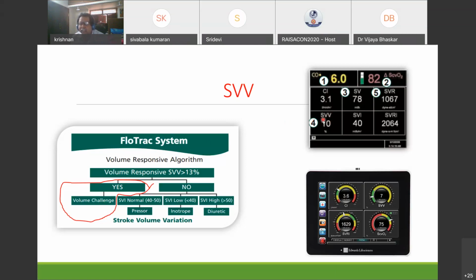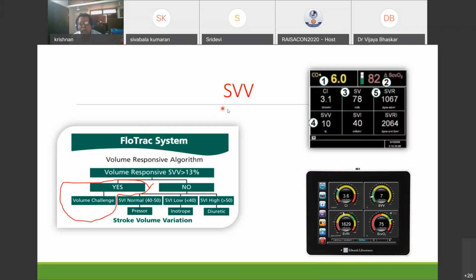Suppose the stroke volume variation is only 10 and the cardiac output is low. That means the patient doesn't need fluid because the variation is below 13, but the cardiac output is low, and this patient may require either a pressor or an inotrope. So that is the advantage of this flow track system. I am telling you this because we may not be using it in pediatric fluid management, but in intensive care fluid management in adults, this system is very important.